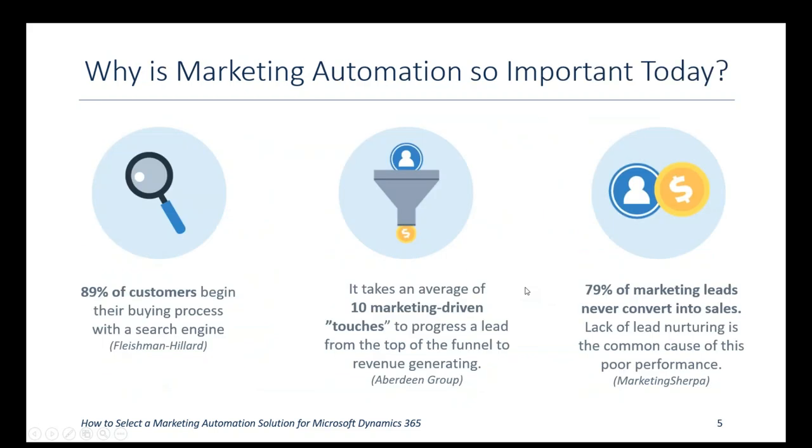The internet and social media have really changed buyer behaviors, which in turn has changed how companies market and sell. With all this information so readily available, buyers are now in more of a power position than ever before, and they really expect more relevant, personalized, and timely communications from their brands.